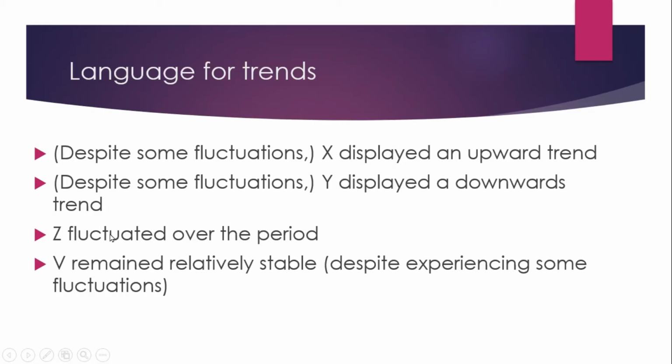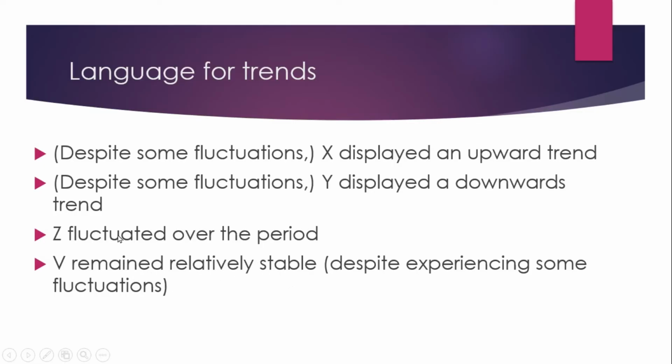Remember, if something fluctuates, we cannot say it has a fluctuating trend. That doesn't work, unfortunately. So we would just say that Z fluctuated over the period. Or V, for example, remained relatively stable. It's very rare that stable data is perfectly stable, so it's quite nice to have the adverb in there to say they remain relatively stable. Again, we can hedge our language a bit by saying despite experiencing some fluctuations. Okay, so these are some ways we can talk about the trends.